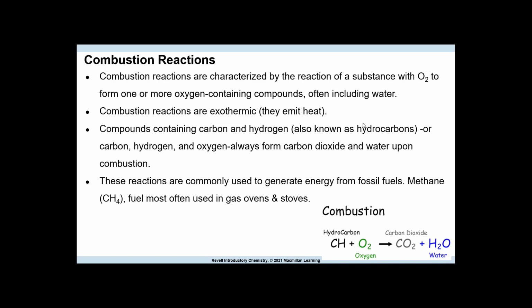Compounds containing carbon and hydrogen, known as hydrocarbons, and oxygen always form carbon dioxide and water. So carbon and hydrogen, when they react with oxygen, will form carbon dioxide and water upon combustion. These reactions are commonly used to generate energy from fossil fuels. Methane is a fuel most often used in gas ovens and stoves, as an example. So here's a generic equation for it. You have a hydrocarbon in the presence of oxygen gas, diatomic oxygen, producing carbon dioxide and water.